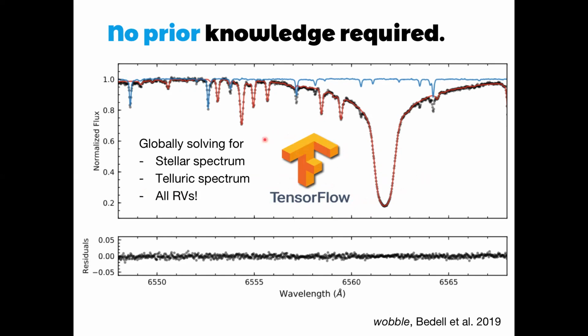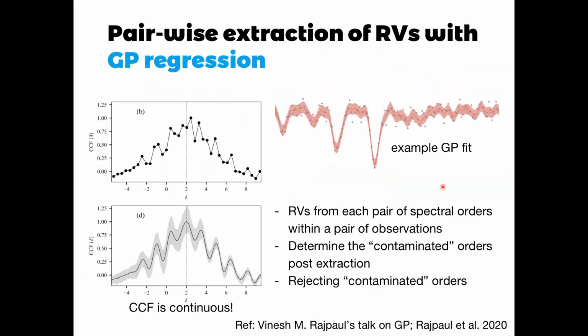This is really cool. This is one example fitting the H alpha line. The red line is the best fit stellar spectrum, and the blue line is the telluric spectrum it was able to tease out. It's really impressive.